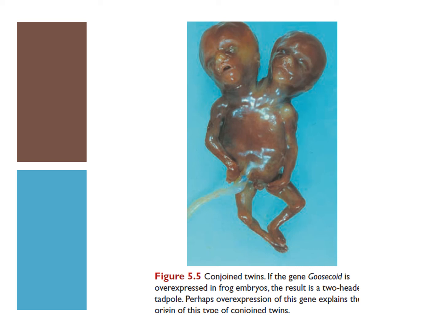In an experiment involving frog embryos, they found that if the goosecoid gene is overexpressed, it will result in a two-headed tadpole. So in the case of humans, such as conjoined twins, they are thinking that this might be because of overexpression of the goosecoid gene.